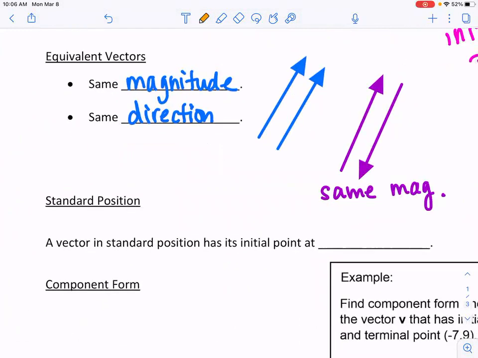Now, the work that we do from here with our vectors, we need our vectors to be in a standard position so we can make certain calculations. It's going to be easier to describe and work with a vector in standard position. If you were to guess what standard position was, a vector in standard position has its initial point at, what would you guess? Yep, the origin.